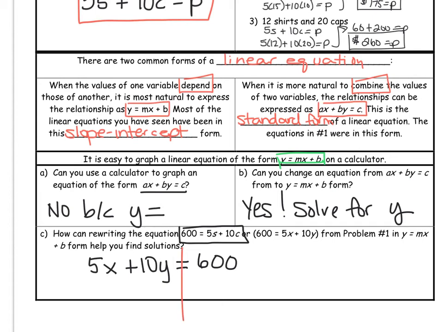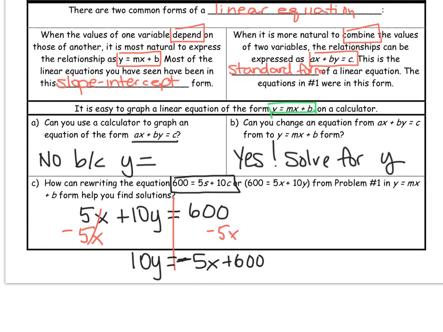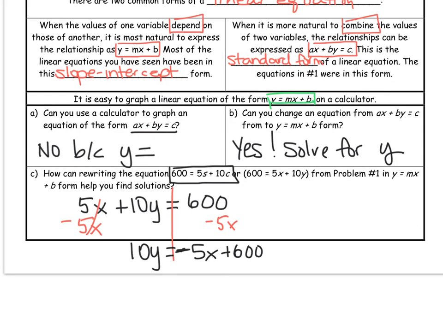So if we want to solve for y, we first subtract 5x from each side, and we get 10y equals negative 5x plus 600. We need to get rid of that coefficient of y, so we divide everything by 10, and what we end up getting is y equals negative 1/2 x plus 60.